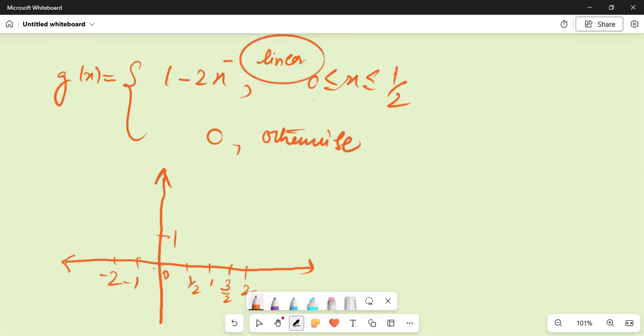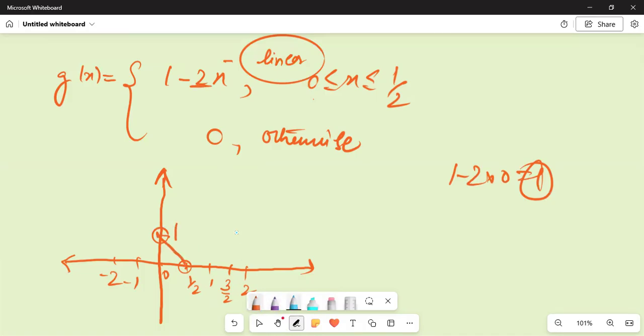So at 0, you are getting the value 1. Substituting here, 1 minus 2 into 0, it will get you 1. At half, it is taking the value 0. So these are the 2 points, and you just need to join them. This is a straight line.